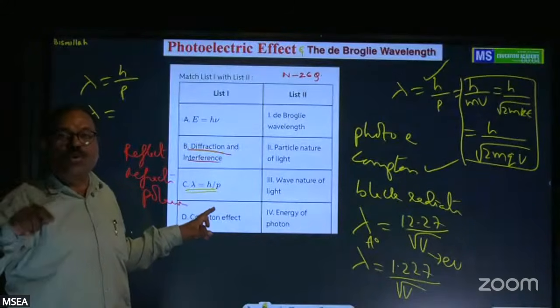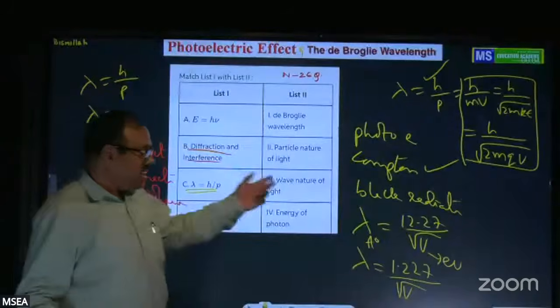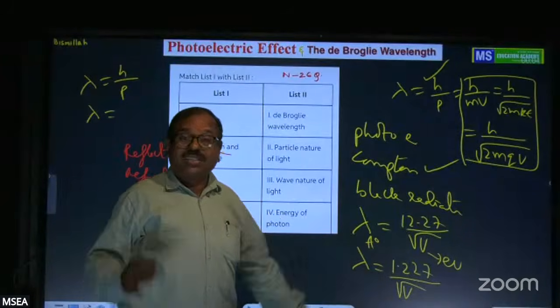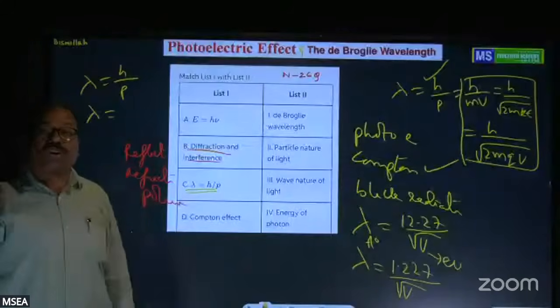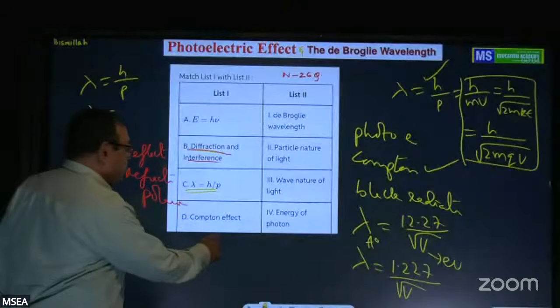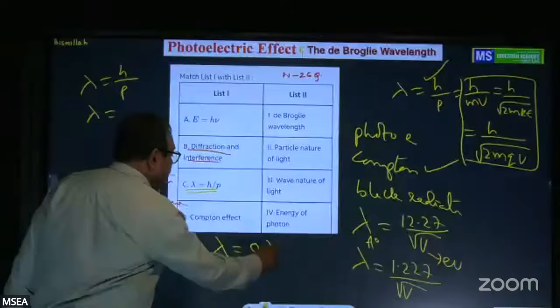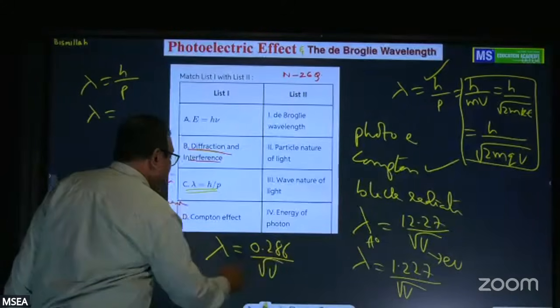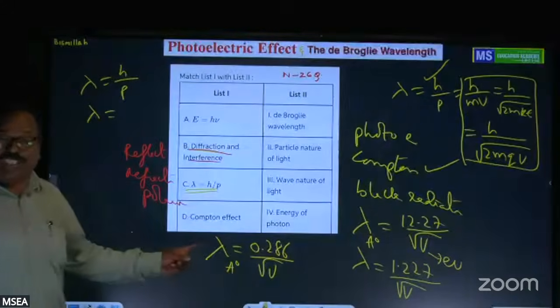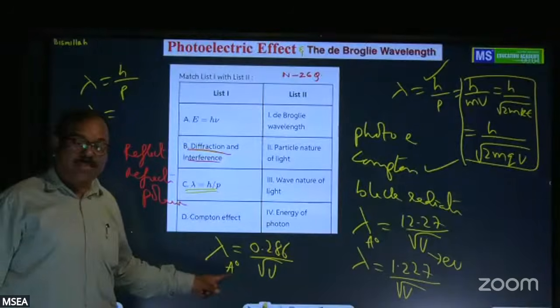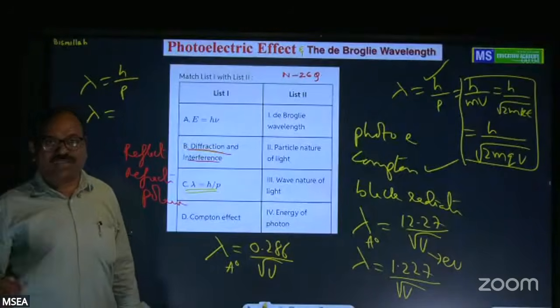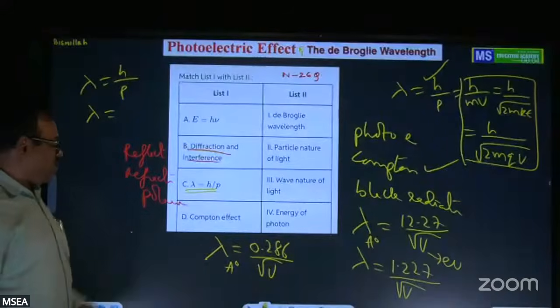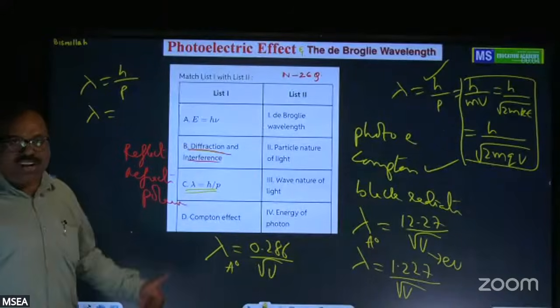You will definitely get this in NEET. So this is for electron. Then you have to think about the proton. What about the proton? For proton it is 0.286 by root V, and this is in angstrom. You have to remember that this is in angstrom. If it is in nanometer, again you have to take 0.0 something. This is for the proton.